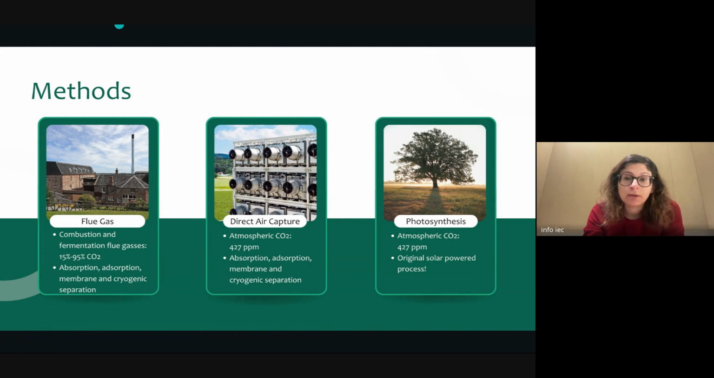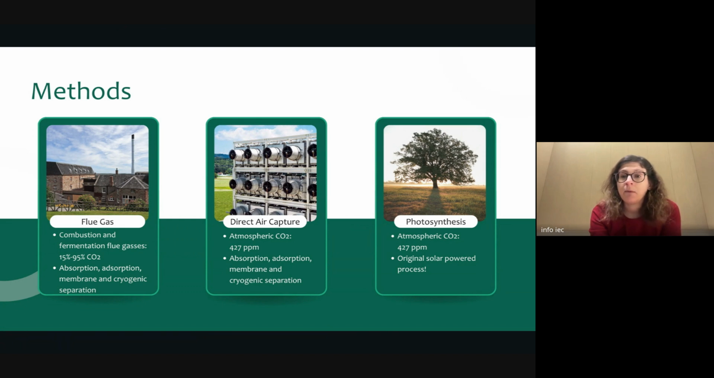Then we go on to direct air capture. So direct air capture is the same technology suite, but rather than being located at the point of emission at a flue gas or off gas from fermentation, it's directly from atmospheric air.